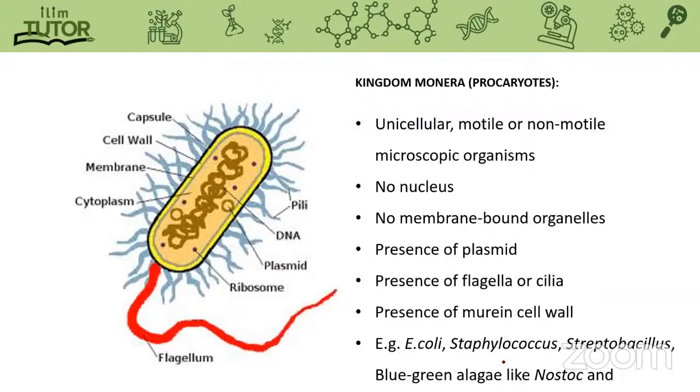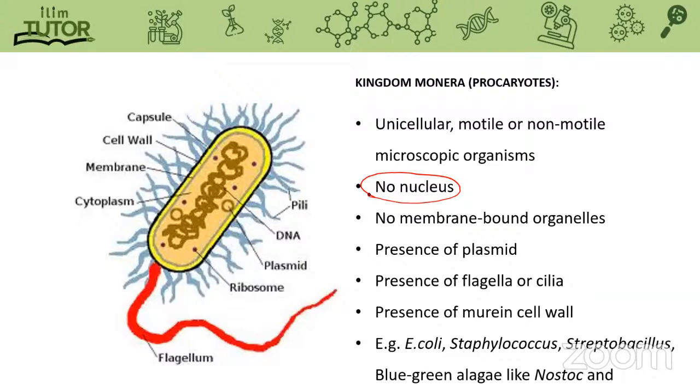Now, the Kingdom Monera are the ones we refer to as the prokaryotes. And when we see the word prokaryotes, the first thing that should come to our minds is the fact that they do not have a nucleus. So out of all the 5 kingdoms, it is only Kingdom Monera that we can refer to as prokaryotes. And that simply means that they do not have a nucleus.